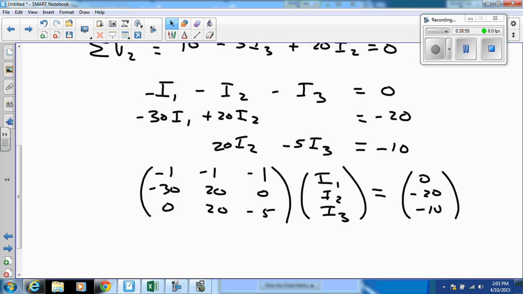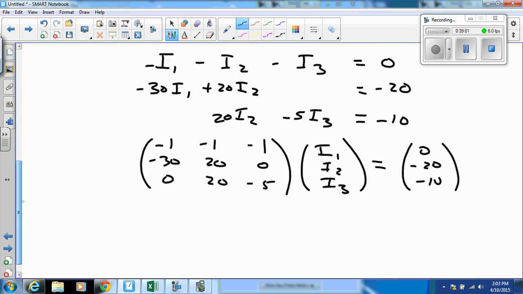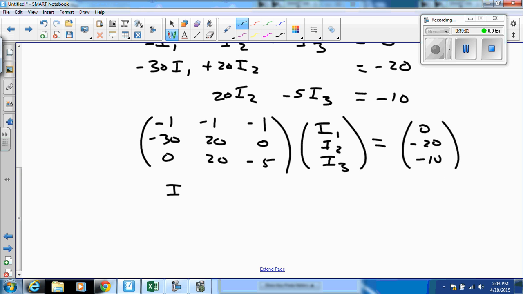Well, that's a great question. How are we going to check this? Wait, do we have to do the same thing we did last time, the inverse? Yep, exactly. And per your predictions, look at that. My I2 turned out to be negative, indicating that the other direction is actually the correct direction.